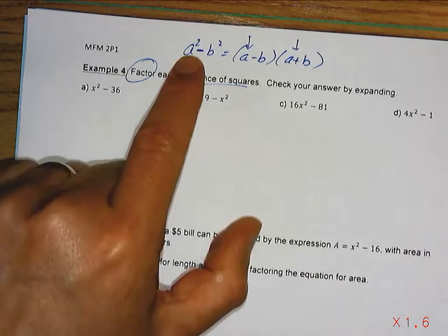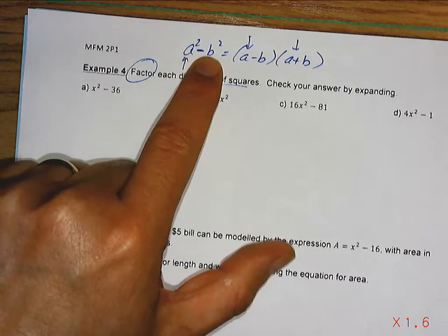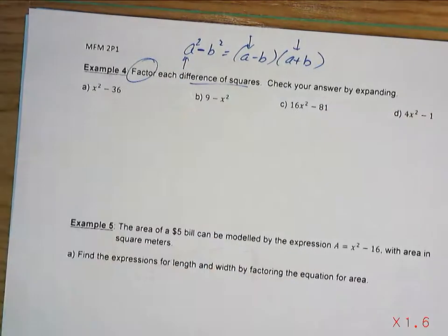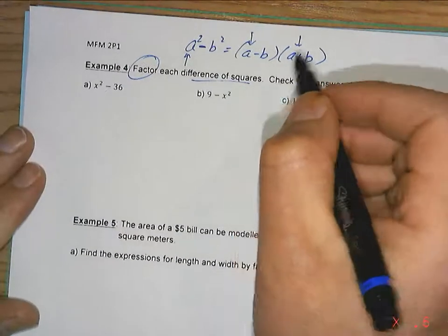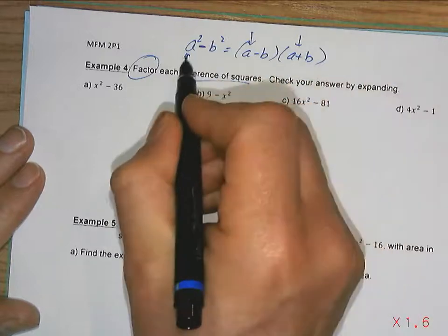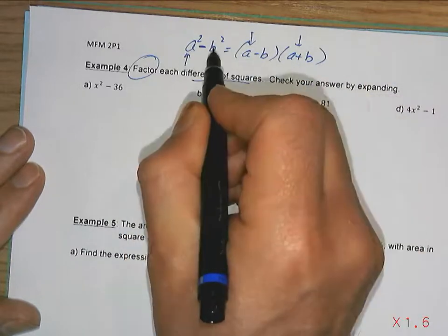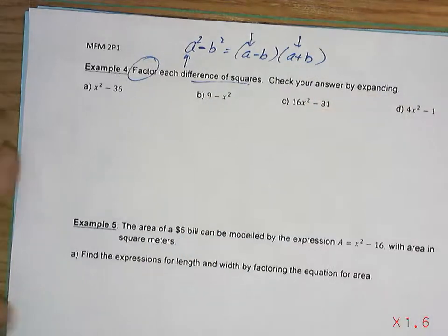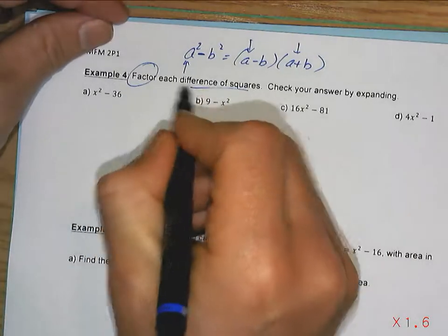So we're going to take a squared minus b squared, and we're going to break it up into two things being multiplied together, a minus b and a plus b. Now remember, it doesn't matter whether you have a plus b first and a minus b second. What matters is that you have the first term first, the second term second, and separated by opposite operations of addition and subtraction.